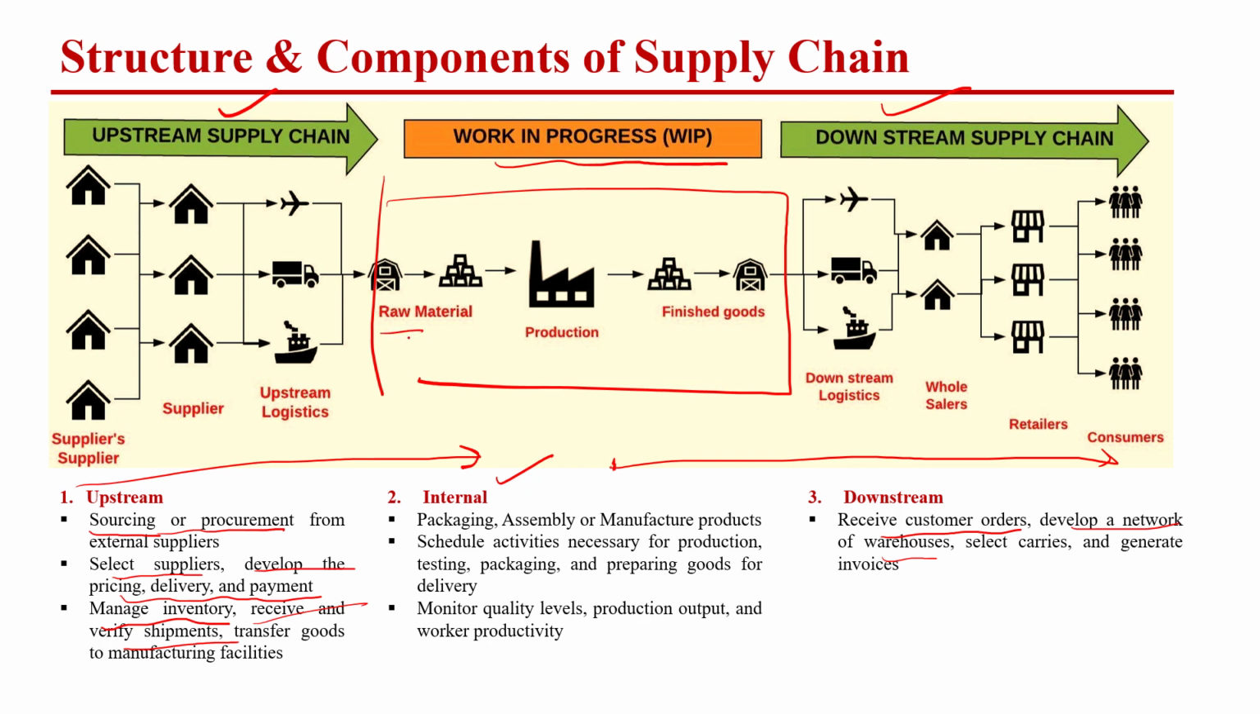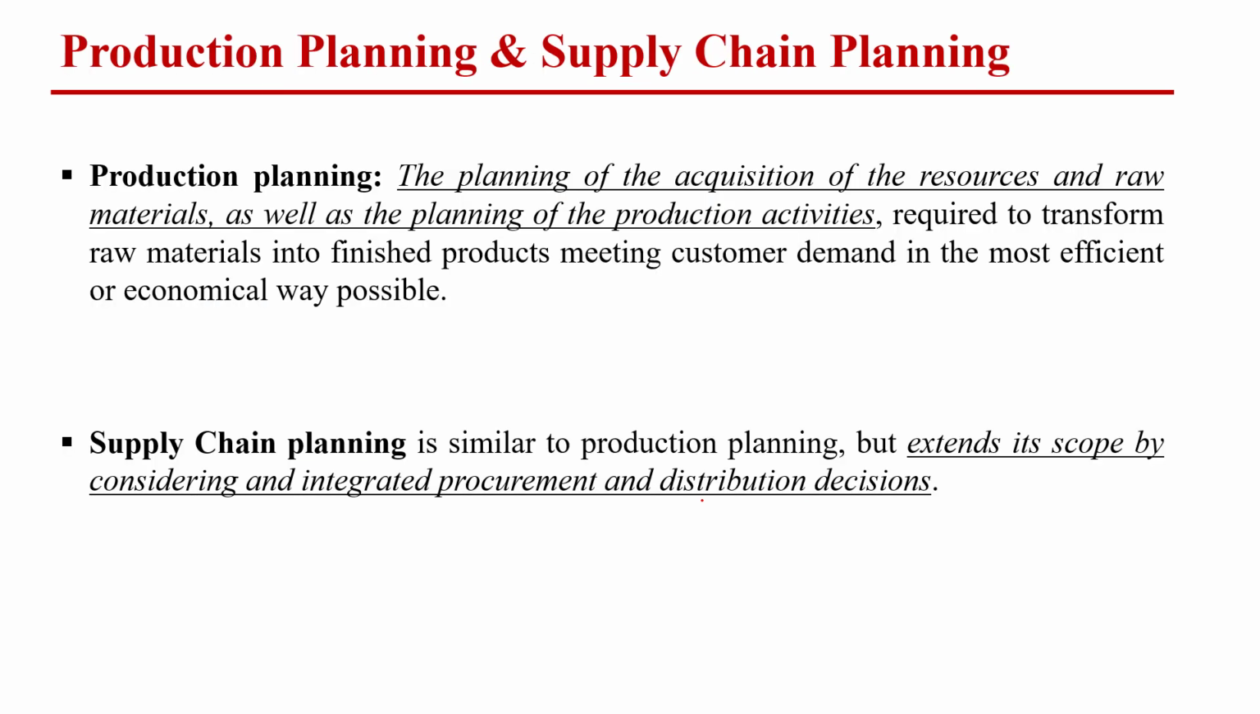Whereas in work in process, which is basically the manufacturing facility, we are talking about how, once we receive the raw material, we transform this raw material into the finished good. For that, we are monitoring quality planning and developing production plans, and so on. The production plan means the acquisition of resources and raw material, as well as the planning of the production quantity.